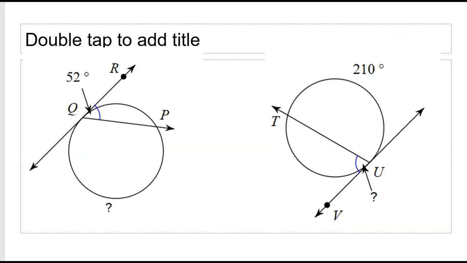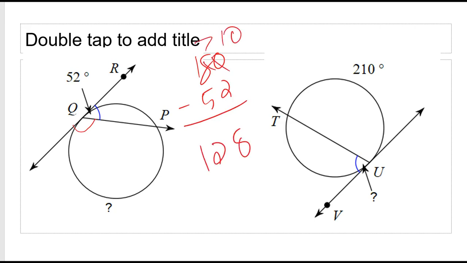Alright, last two problems here. Similar to the one we just talked about in the last slide. Remember the two ways I showed you how to do it. Let's say I'm going to do it the other way for here. So if this is 52, this angle right here has to be 180 minus 52. So let's do a little bit of math. 128. Remember, these two angles right here have to add up to 180. It's a straight line. So 128 times 2, and that's going to give me my question mark.